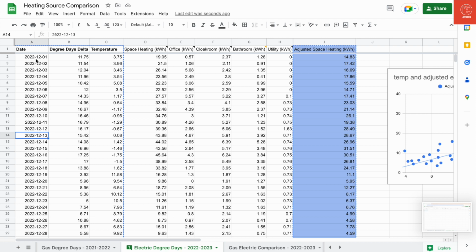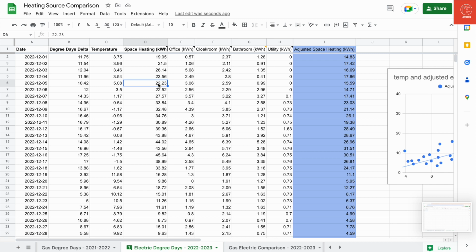This is the same again over here. So we have the date, 1st of December 22, all the way to the end of January 23, the degree days delta and the equivalent temperature as previously, and the space heating in kilowatt hours. So this is the total amount of energy needed on that day to heat the house to the temperatures that we find comfortable.